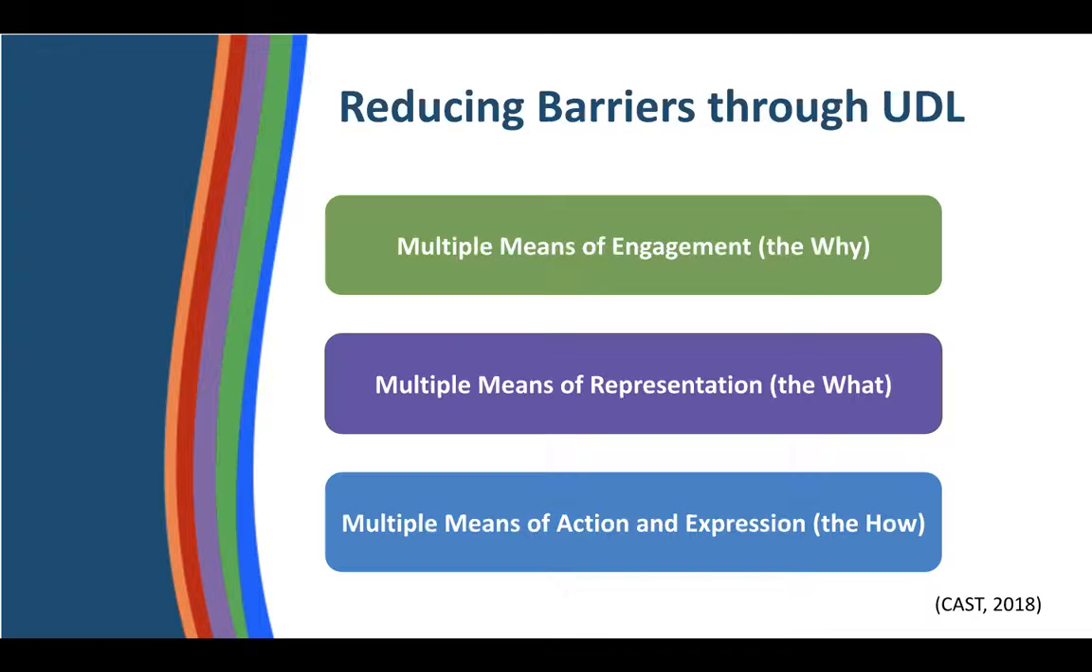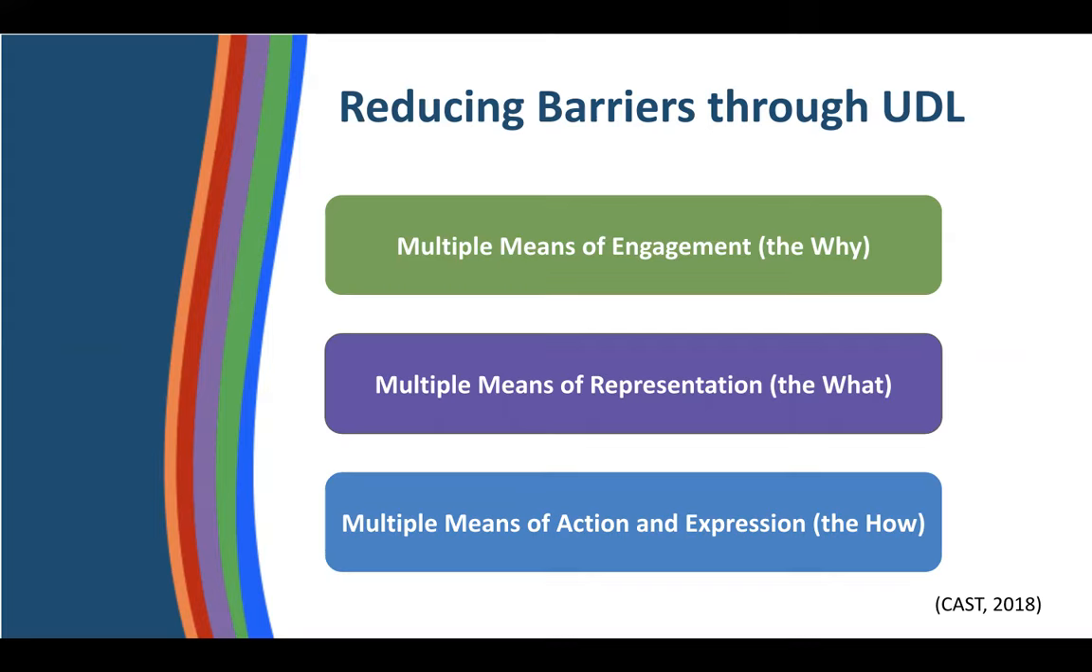That's where the UDL guidelines come in. UDL involves reducing barriers or building those ramps to learning through 3 overarching principles to proactively plan for learner variability. These principles are providing multiple means of engagement, or the why that students learn. This focuses on making learning personally relevant.